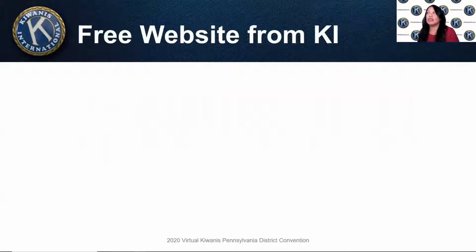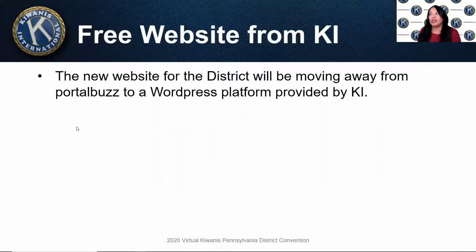So if you want a website, what should you do? Just so you know, there are free websites available from KI. Great templates. The new website for the district, we currently are utilizing PortalBuzz right now, but we are moving to the new format that Kiwanis International has set up. It is called a WordPress platform. What that means is it's basically like editing in Microsoft Word or just a word processing application.